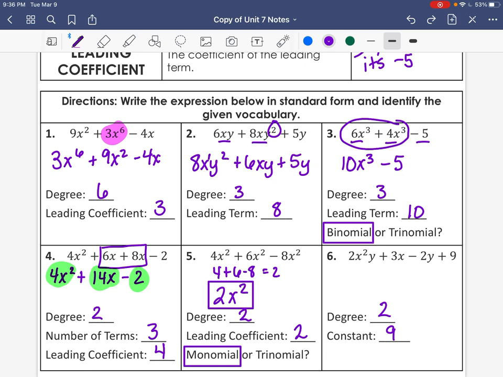All right. I'm going to stop this video, and I'm going to do 7.1, which is adding and subtracting polynomials, in a new video.